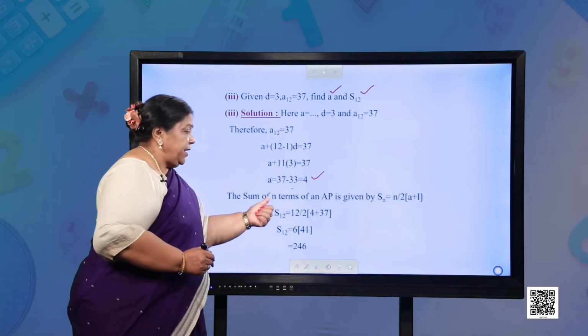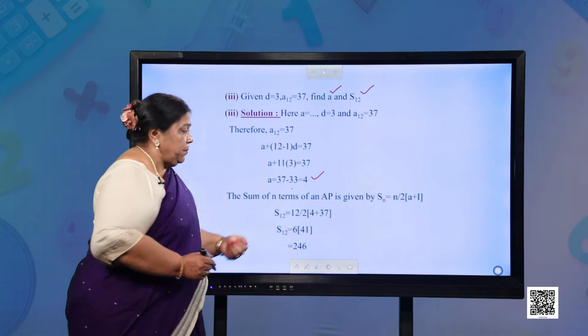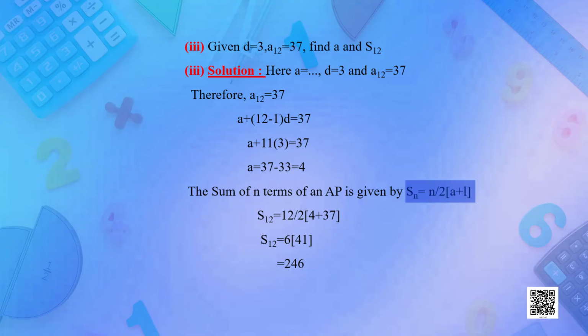Now, the sum of n terms of an AP we know is given by Sn is equal to n upon 2 into (a plus L). S12 is equal to 12 upon 2 into (4 plus 37), that is equal to 6 into 41, and on multiplication we get S12 equal to 246. I hope it is clear. Let us see the next now.